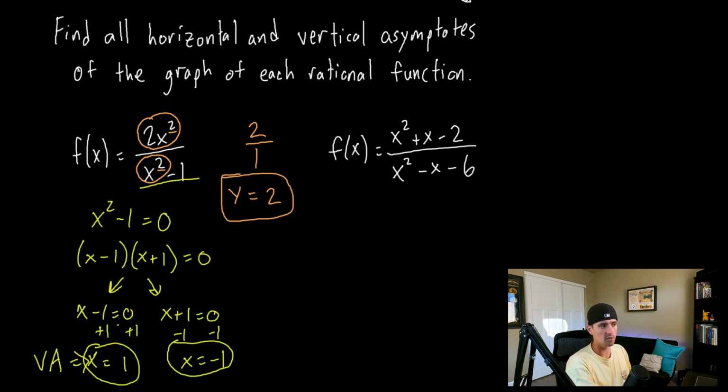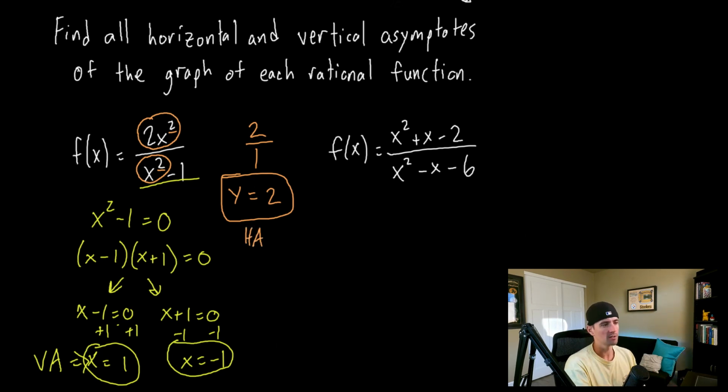So notice the form of our answers here. Horizontal asymptotes are going to be horizontal lines. The equation of a horizontal line is y equals a number. A vertical asymptote is going to be a vertical line. The equation of a vertical line is x equals a number. So vertical asymptotes are going to be x equals something. Horizontal is going to be y equals something. So this is our horizontal asymptote.